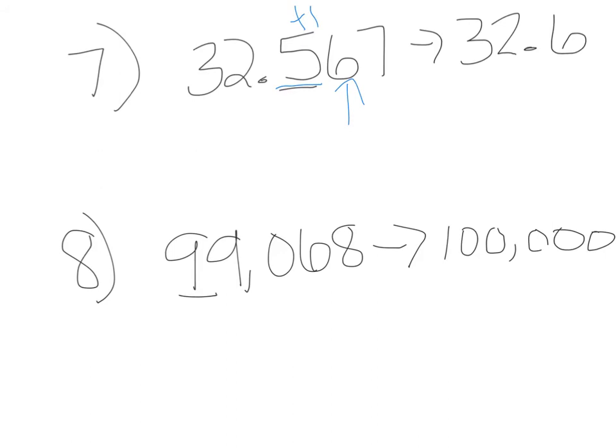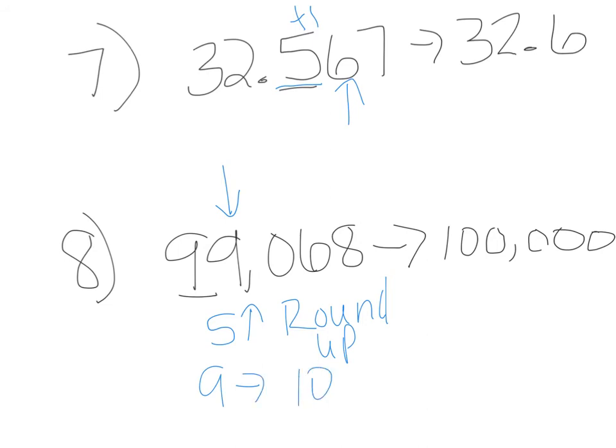Okay, and the last one that you should have done is one of those tricky ones again. Okay, so I have 99,068. I have a 9 here, and then I look at my second 9. Well, that 9 is bigger than 5, so it's going to round up. Well, 1 bigger than 9 is 10. So I have my 10, and then I add 1, 2, 3, 4 zeros to the end. So that number will round up to 100,000.